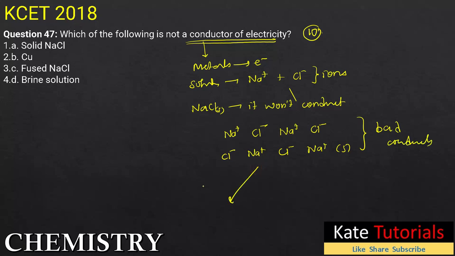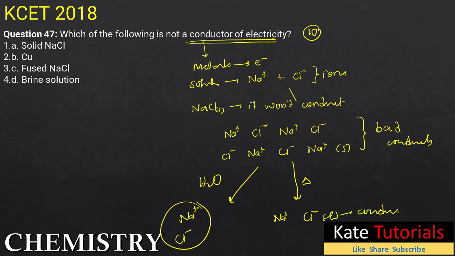As soon as I put it in water, it becomes ions, Na plus and Cl minus, and they will conduct. As soon as I heat it, it becomes molten. In the molten state, Na plus can move and Cl minus will move because the ionic bond is broken. It will be in liquid state, and in that they conduct electricity.